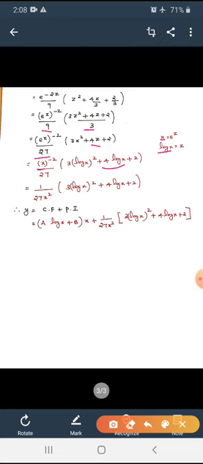That is equal to 1 by 27 into x power minus 2. If you bring that term to the denominator, we get x square of 3 log x the whole square plus 4 log x plus 2. So this is the particular integral.